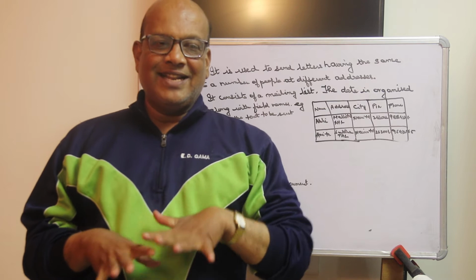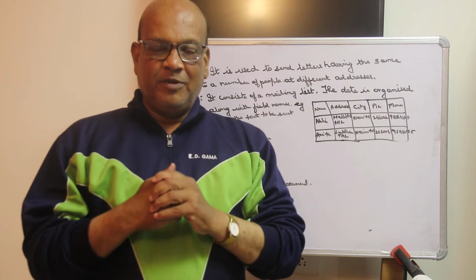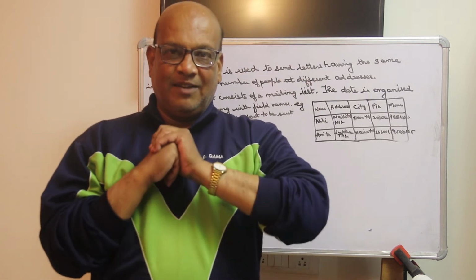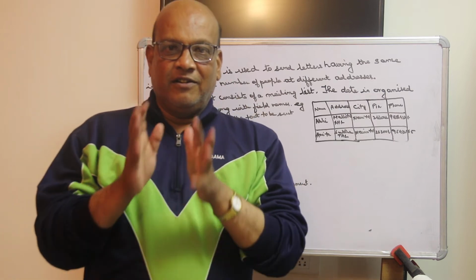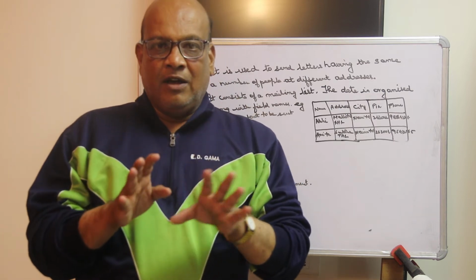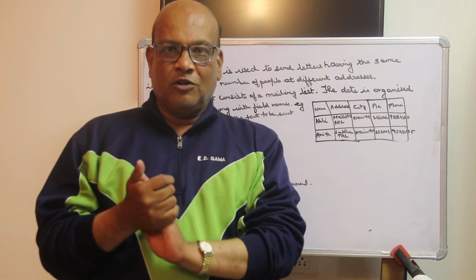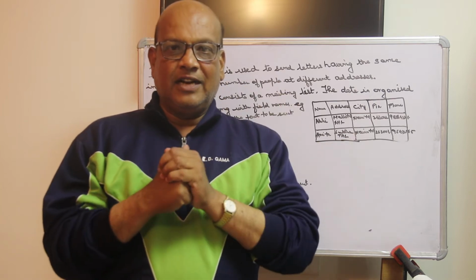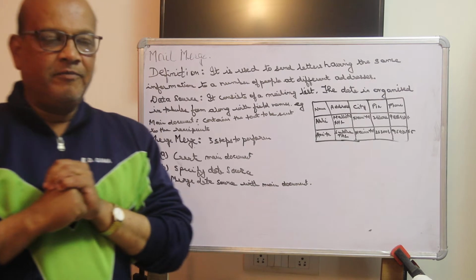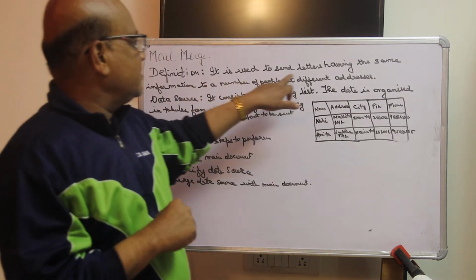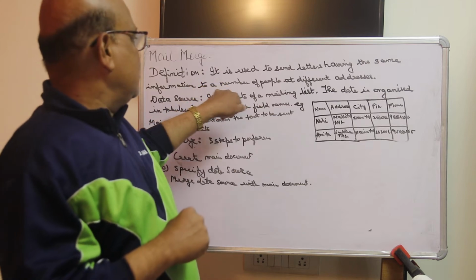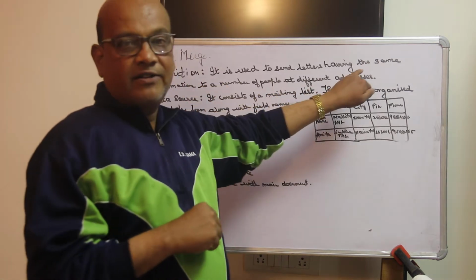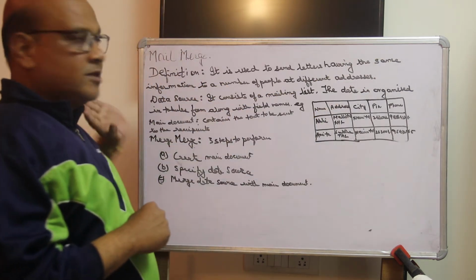And then you want to send that document to 50 people. The same document, mind you, the same information is being sent to 50 different people through one document. So that is the definition of mail merge, where it is used to send letters having the same information to a number of people at different addresses. Now for this, what do you need?